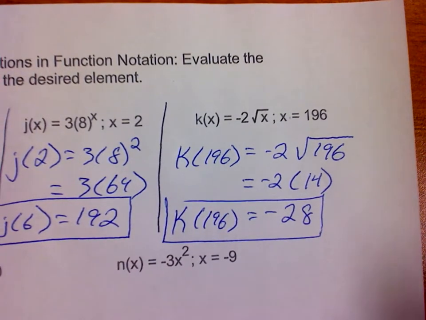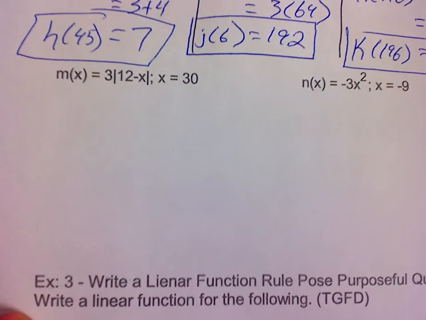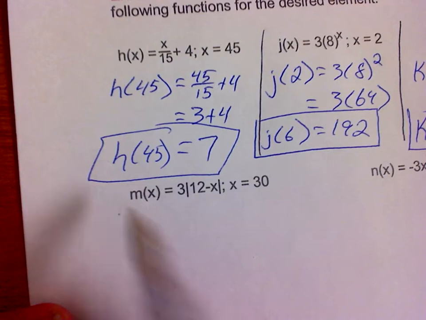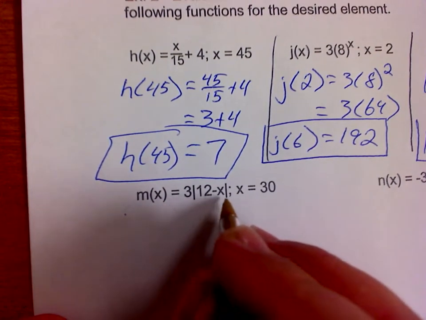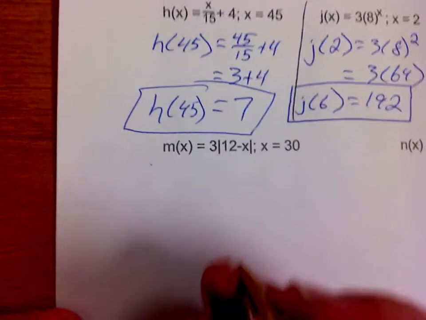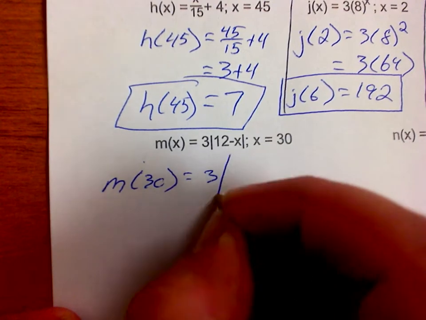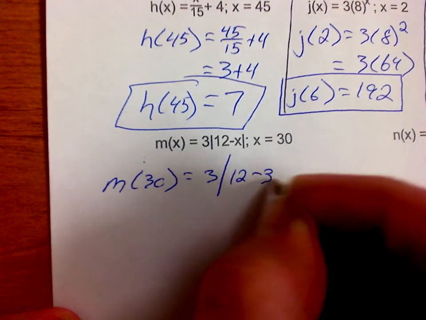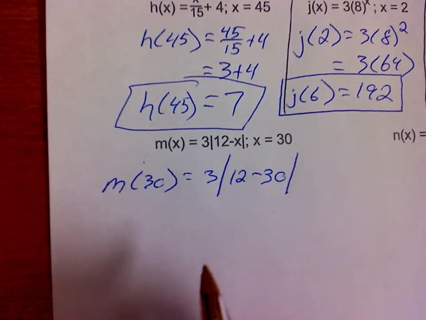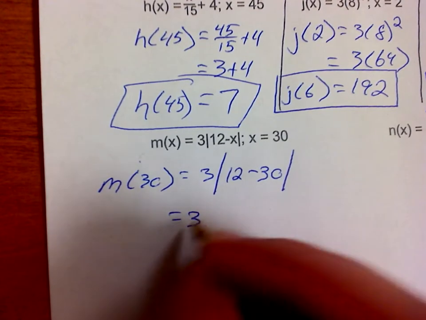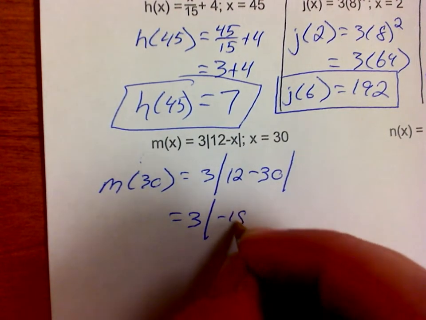All right, we're going to move down here to m of x now. If you want to pause the video on these two and try them, you can. Take a look at this right here. Same thing. M of x is equal to 3 times the absolute value of 12 minus x. We want to evaluate it from when x is equal to 30. So let's go ahead and plug that in. M of 30 is equal to 3 absolute value 12 minus 30. Now once again, we want to treat the absolute value like a set of parentheses. So we're going to go ahead and do that first before we multiply by the 3. 12 minus 30 is negative 18.